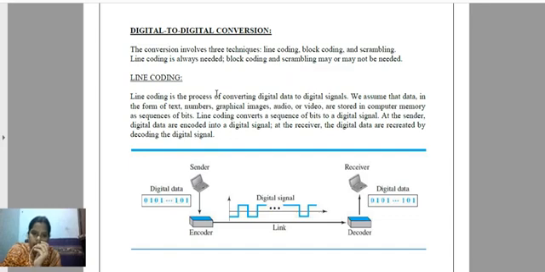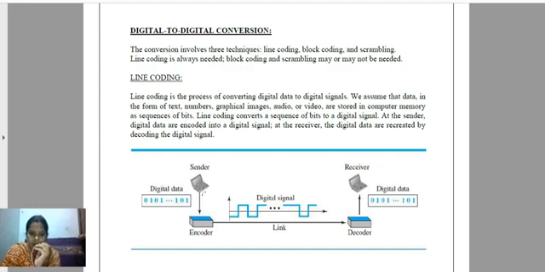What is digital data? Our text, number, images, audio, video, all are stored in the computer memory in the form of bits. When they are to be transmitted, they are converted into a digital signal. At that time we need digital to digital signal conversion, that means digital data converted to digital signal.